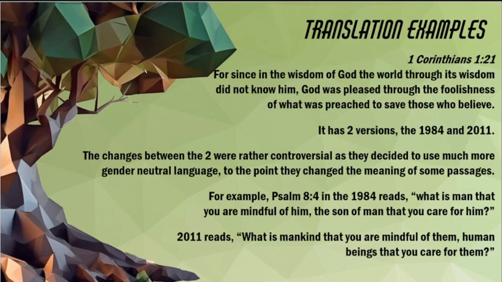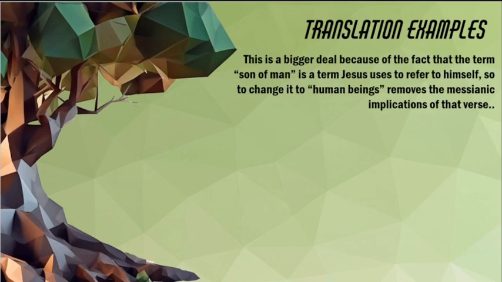If you're not paying attention or you don't know the verse, you would gloss right over that. But this is a bigger deal than just what gender is being said here. This has actually nothing to do with that in the sense of why it's a big deal. This is a big deal because the term Son of Man is a term Jesus uses to refer to himself. So to change it to human beings entirely removes the messianic implications of that verse. When I say messianic, what I mean is it's pointing towards Jesus, the Messiah. And so it's a big deal to translate things that way.